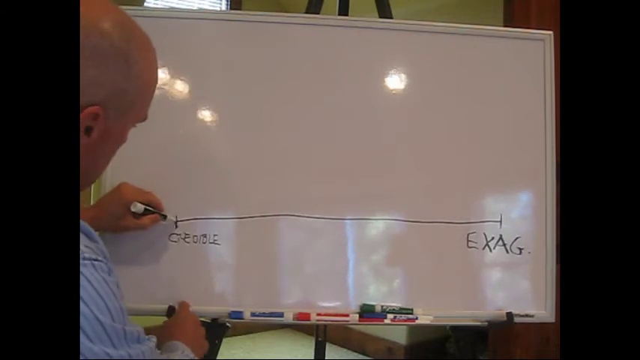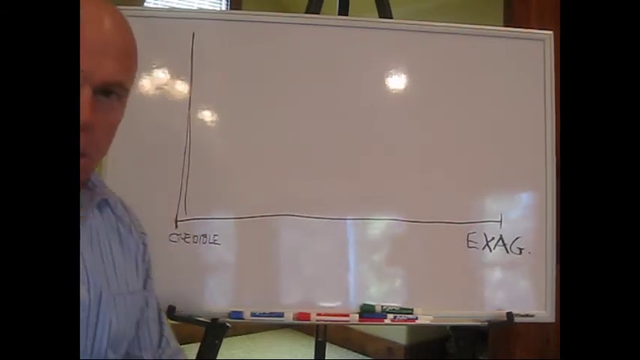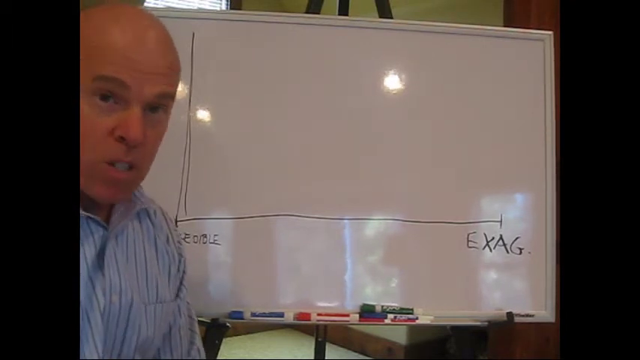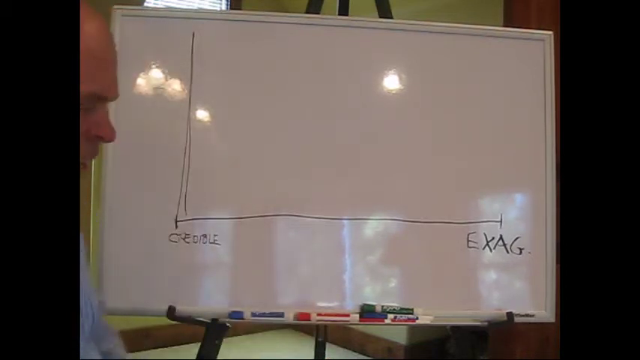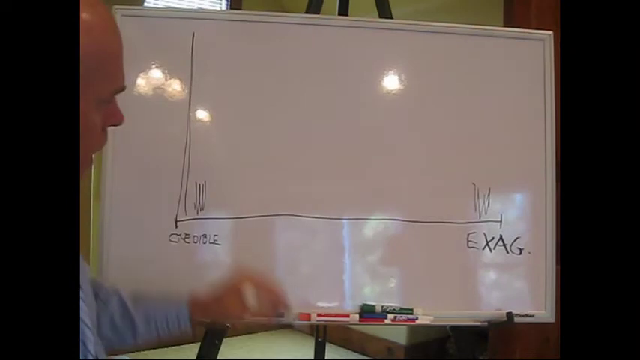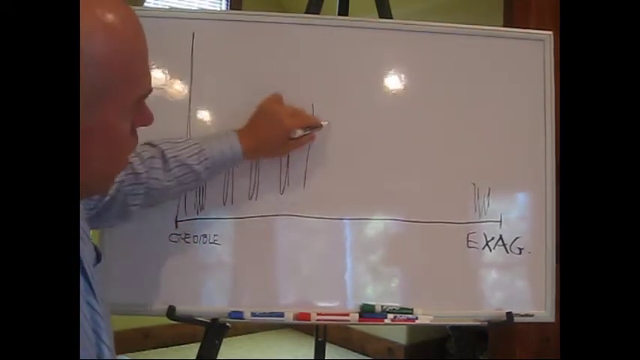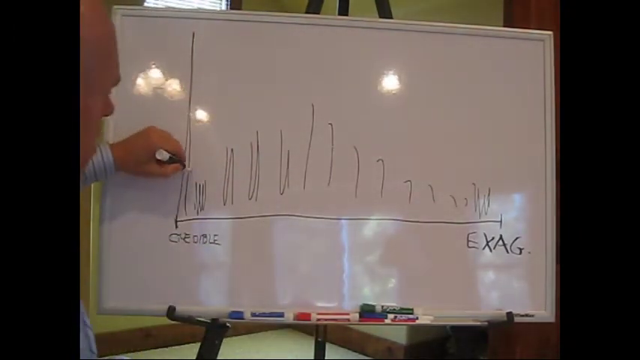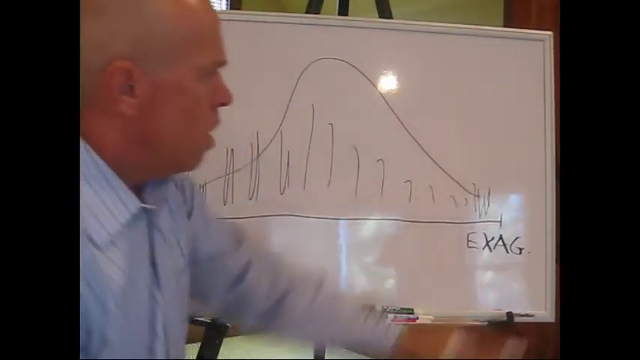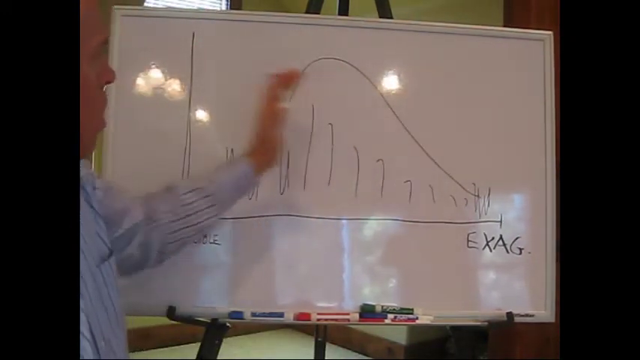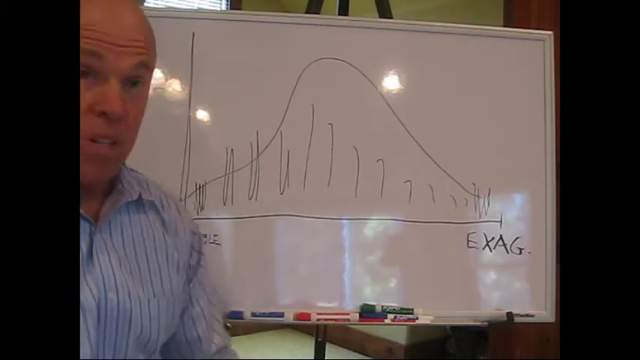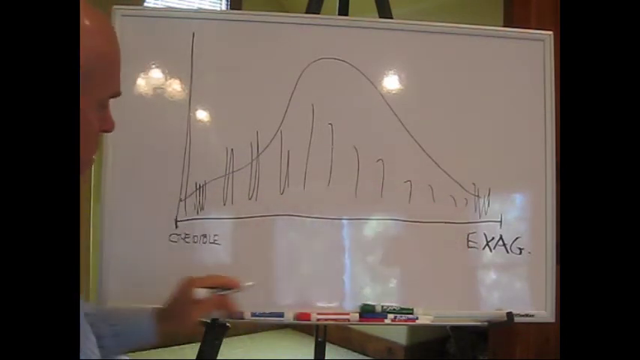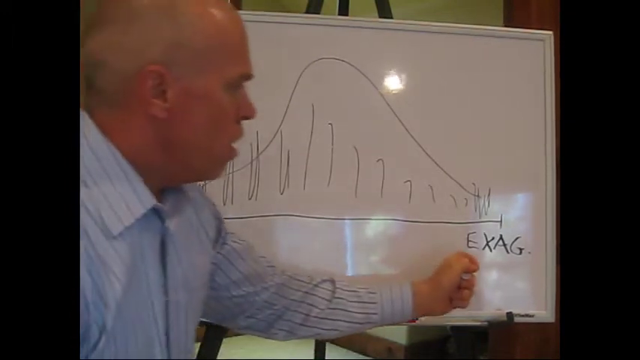Well, let's draw this on a graph. If we were to evaluate, let's say, 1,000 examinees, and I simply want you to think about your own experience in examining injured workers. If we were to examine 1,000 examinees, how many examinees would we find here? How many examinees would we find here? And how many examinees would we find somewhere in the middle? Would you agree with me that it's probably some sort of a bell-shaped curve? Now, this bell can be shifted one way or the other, but could we agree, just for the purposes of this video, that examinees are going to present at some point along the spectrum of presenting with credible pain behaviors and/or exaggerated pain behaviors?